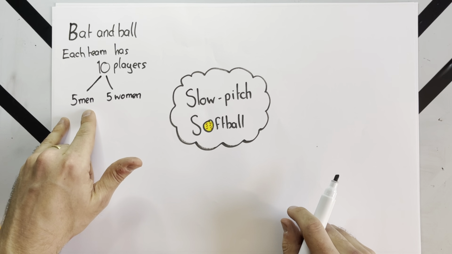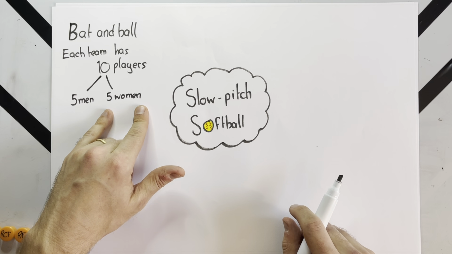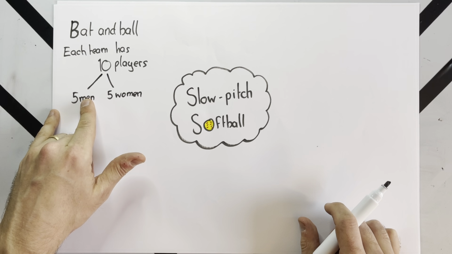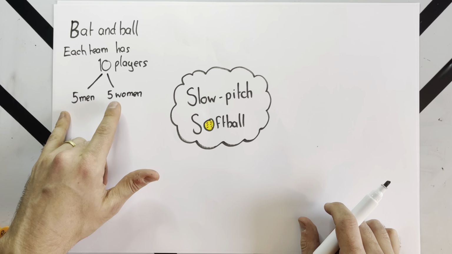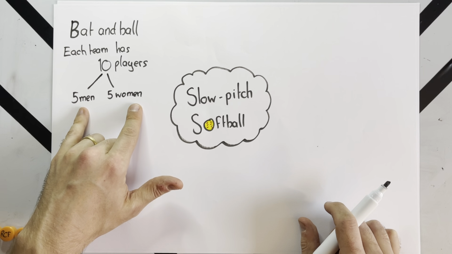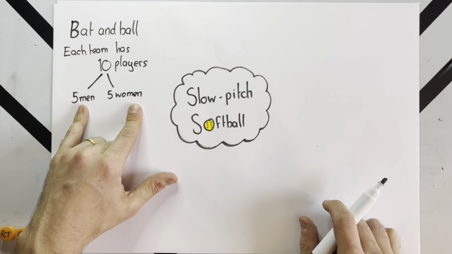So it's not men versus men and women versus women in 2 separate leagues. Each team will have 5 men and 5 women, and the other team will have 5 men and 5 women, both batting alongside each other, both fielding alongside each other. So in that instance, it's very much unlike any other sport you might have played.